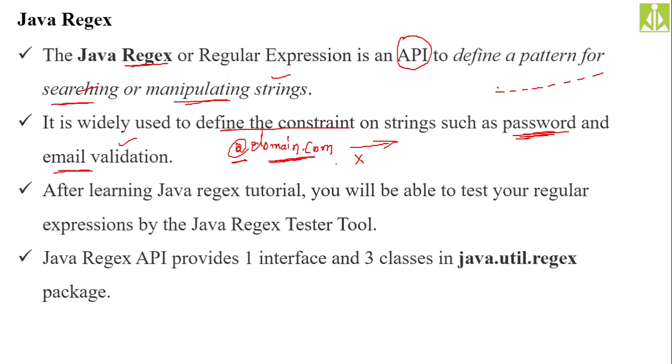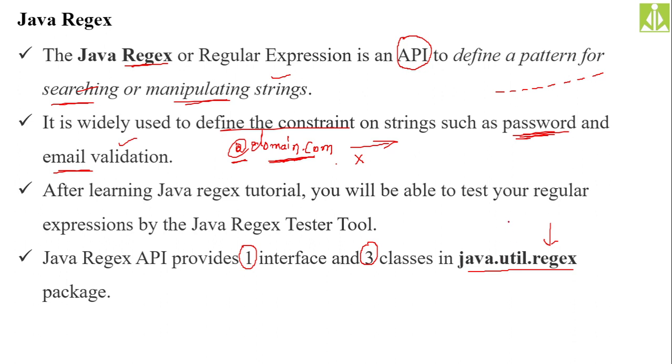Okay, and Java's regex API provides one interface. Regex is nothing but an application programming interface, and under this API we have one interface and three classes. Okay, one interface and three classes we have, and these are under the java.util.regex package. Regex is a sub package of util.